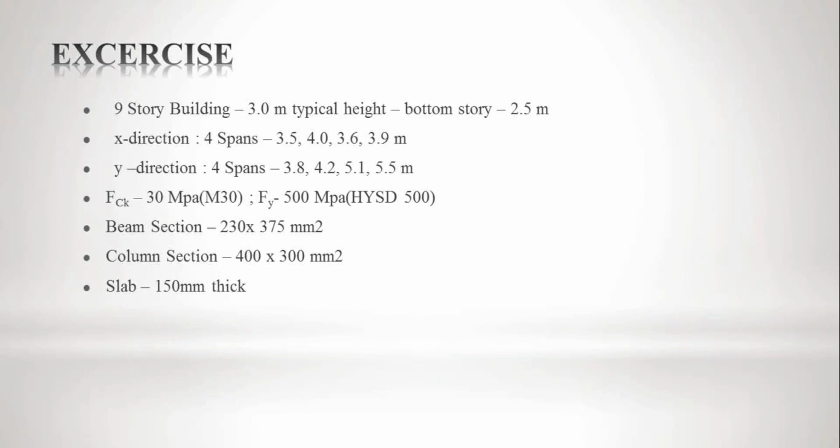Here I'm going to use the same example which we have explained in the earlier videos. In the earlier video, I created a grid and then defined the material properties. Now we have to define the section properties, that is of beam, column and slab. I'll continue this creation of section properties in the same example.